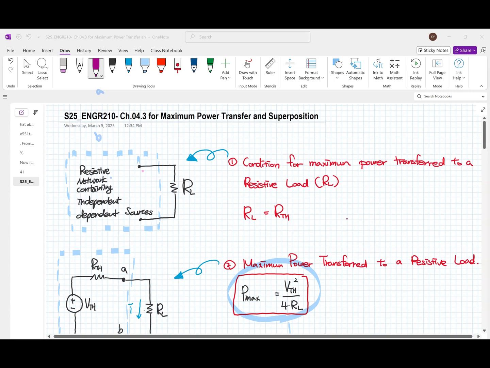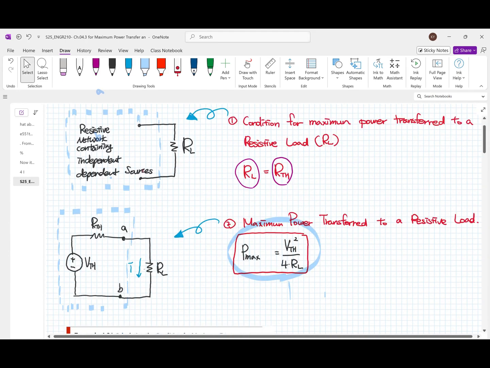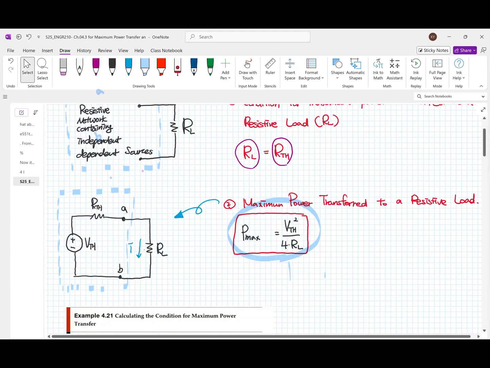We'll discuss maximum power transfer and superposition. That was the remaining part of chapter 4.3 for the ENGR 210 circuit analysis class. If we want maximum power transfer to the load resistor R sub L, then the load resistor and the Thevenin resistor should be the same, if we know the Thevenin equivalent of the circuit.